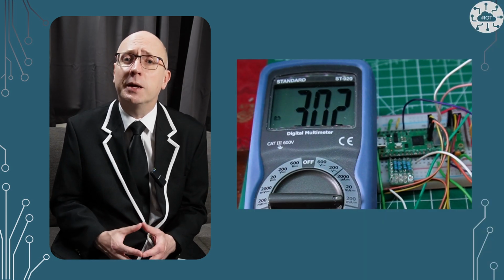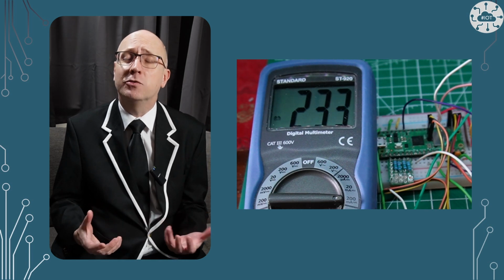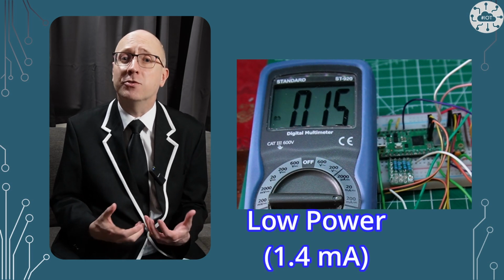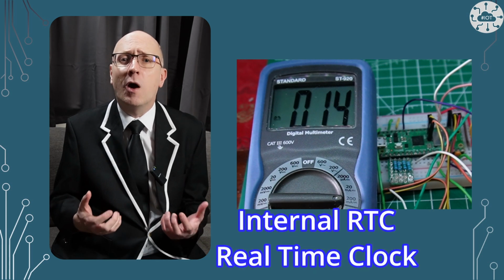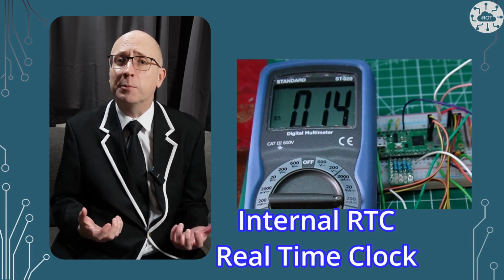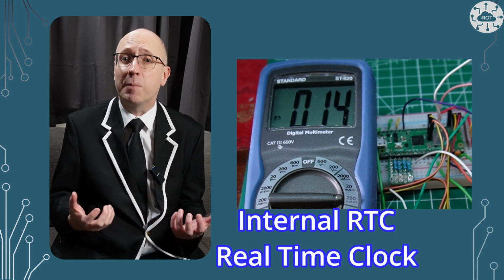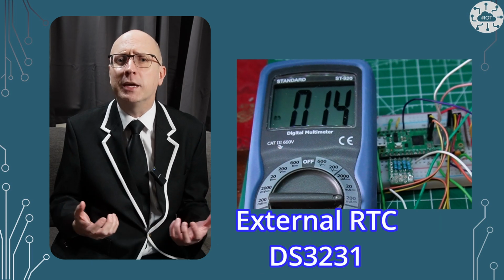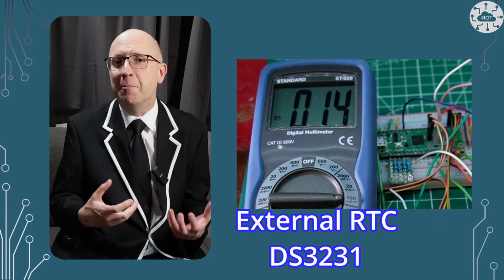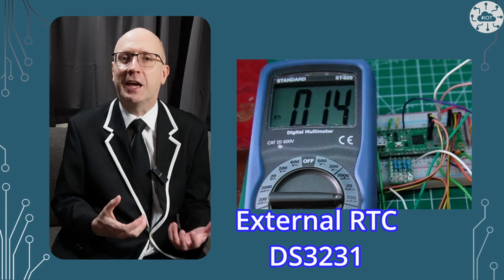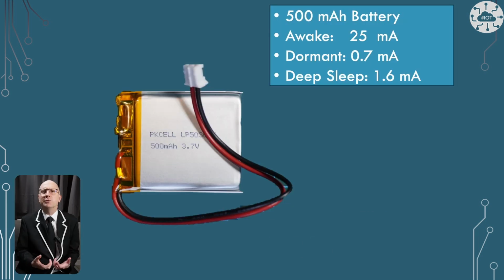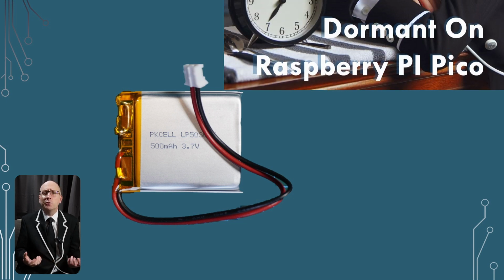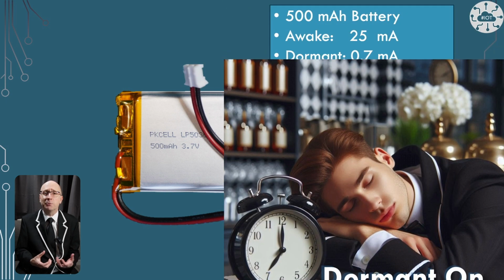In this video, I'm going to talk about my experience of putting the Pico into a low power state, but retaining some functions. For example, I can use the Pico's internal real-time clock to wake the microcontroller back up. I can also wake it using a real-time clock, something like the DS3231. My reason for using deep sleep is to extend the battery life of a sensor. I talked about this in the dormant hibernate episode.